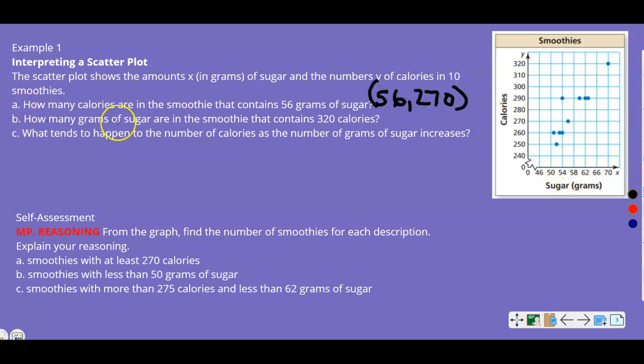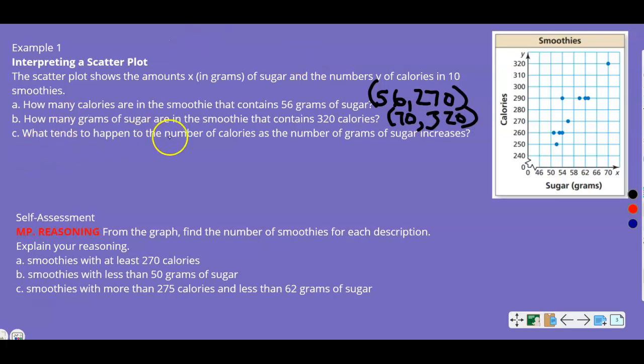All right, B part says how many grams of sugar are in the smoothie that contains 320 calories? Okay, so now they're giving us our y number. So go up to 320. There is one data point there. You come down, and it's going to be 70 grams of sugar. So 70 is your x. 70 grams of sugar is 320 calories.